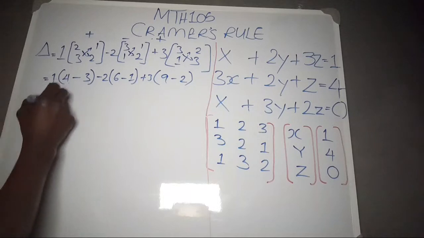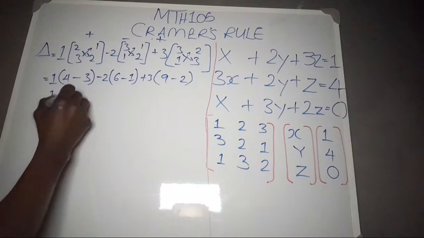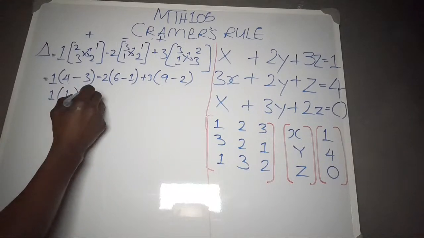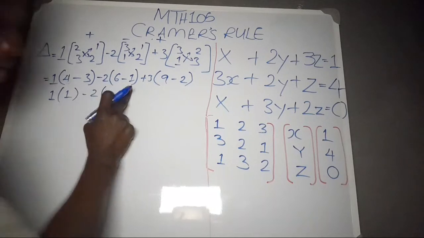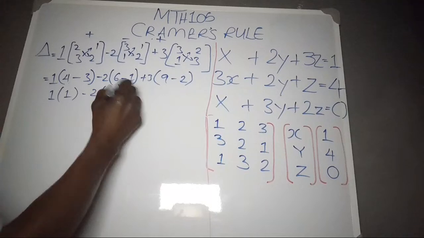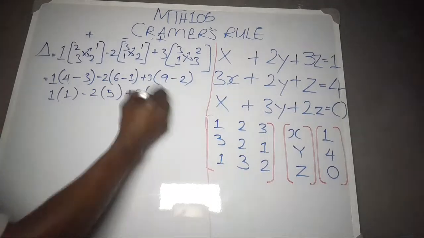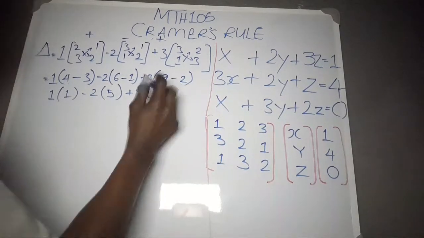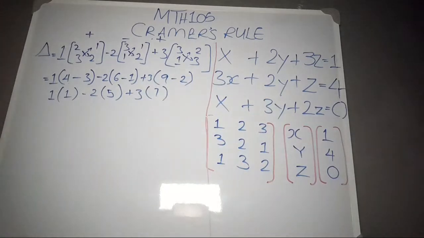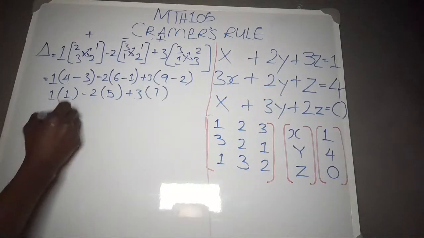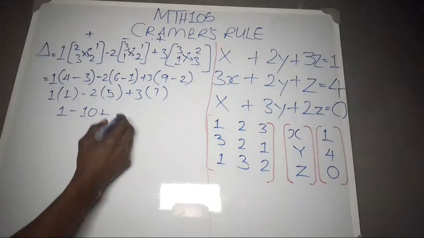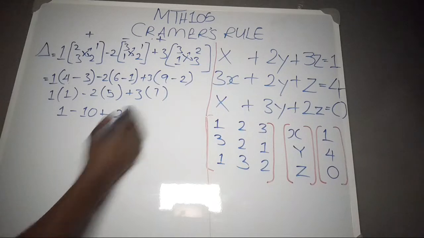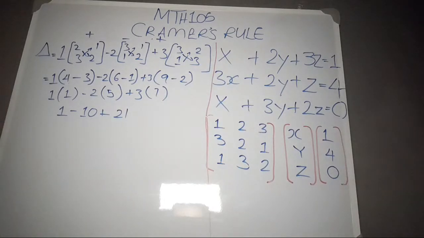So we have 1 into bracket. This is positive 4, and this is negative 3. That should be 1, positive 1, minus 2 into bracket. This is positive 6, and this is negative 1. So this gives us positive 5 plus 3 into bracket. This is positive 9, and this is negative 2. That gives us a positive 7. So we can then say 1 multiplied by 1 gives us 1, minus 2 multiplied by 5 gives us 10, plus 3 multiplied by 7, that should give us 21, if I'm not mistaken. 7, yeah.